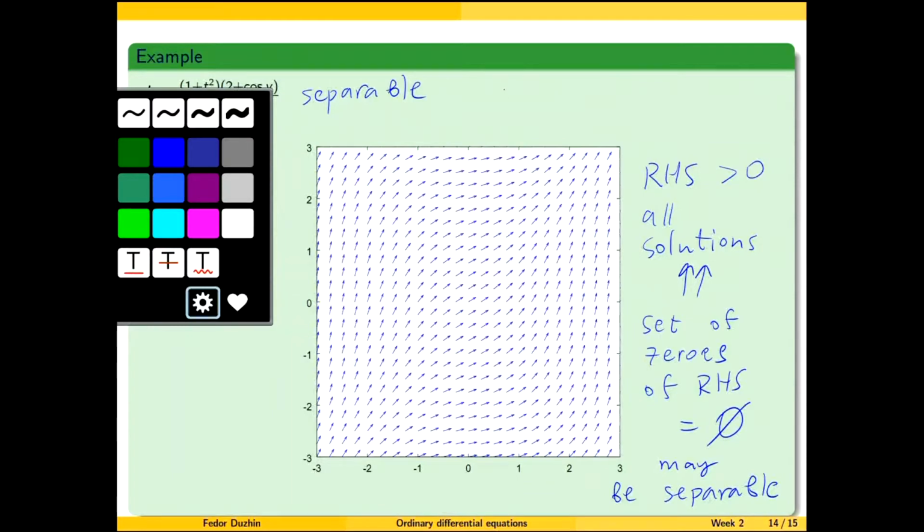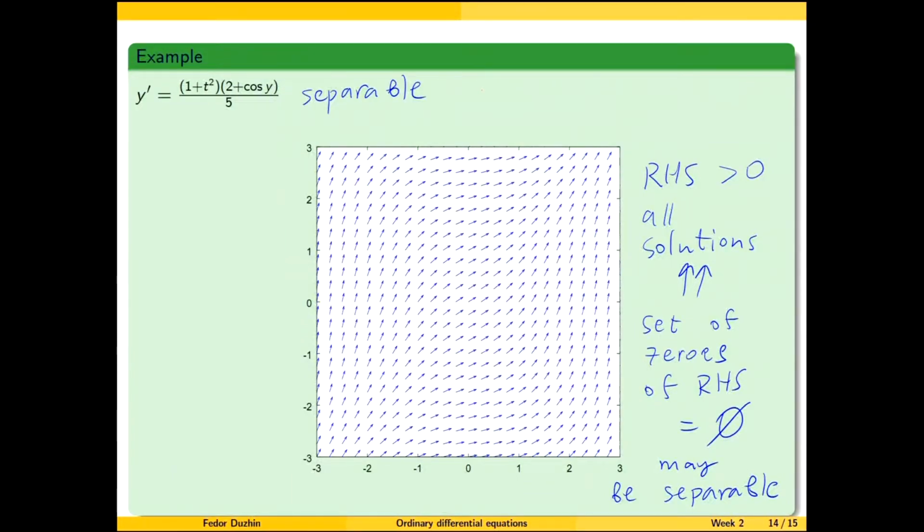So if you have something like, say, instead of the product, you have the sum, something like y prime equals 1 plus t squared plus cosine y over 5. Then the right hand side is again non-negative. I'll write 2 so that it is strictly positive. So the right hand side does not have any zeros, but this is not separable, right? So what I want to say is that if the set of zeros of the right hand side is empty, then it may be separable or may not be separable, we don't know.